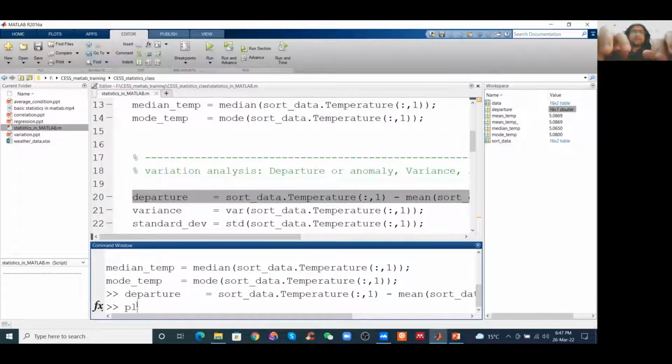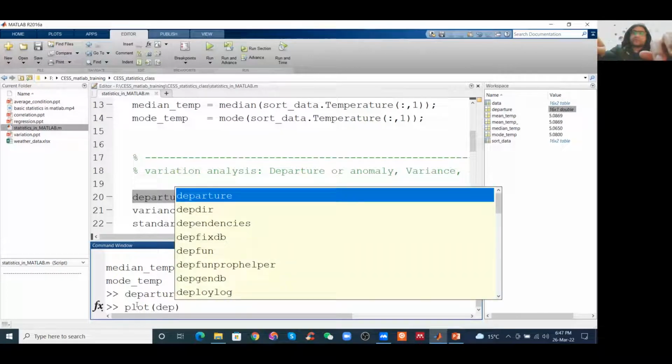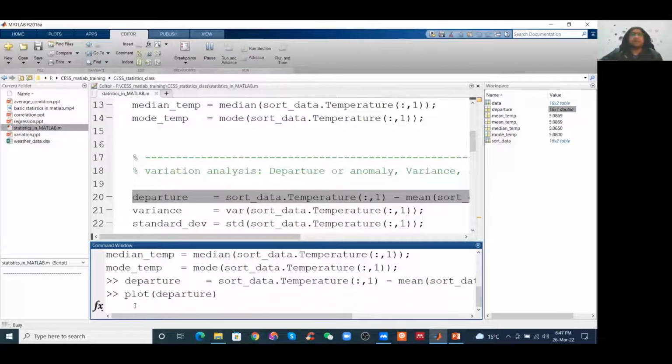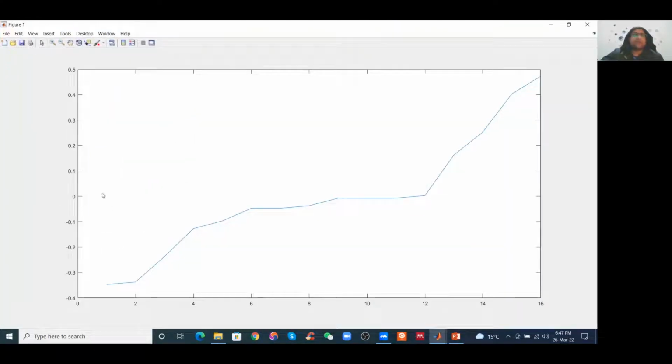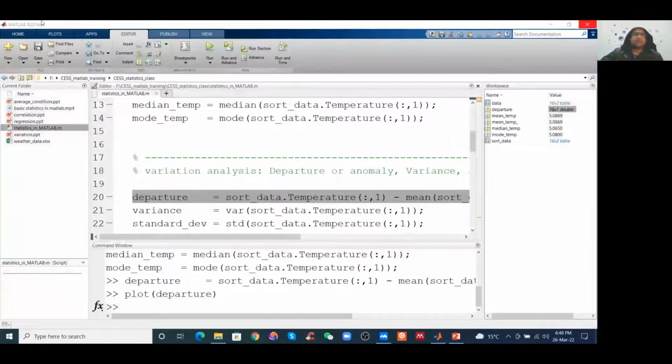So for example, tomorrow we will show the visualization, but here is the departure. So you can see the variation. Here is 0. Okay, we centralize the data. We can see the variation. We can see the change of temperature. Did you get it? So now we can easily see the variation. Okay. So we can use a departure or anomaly.